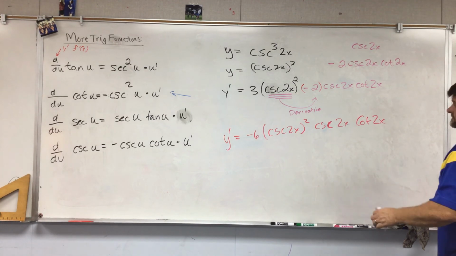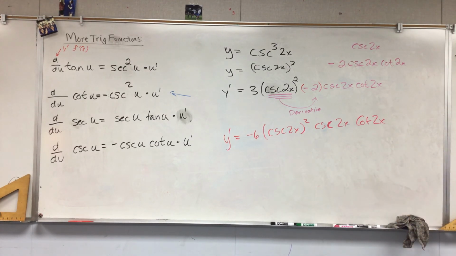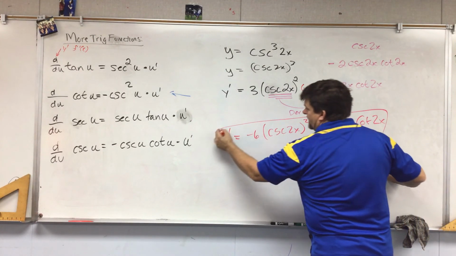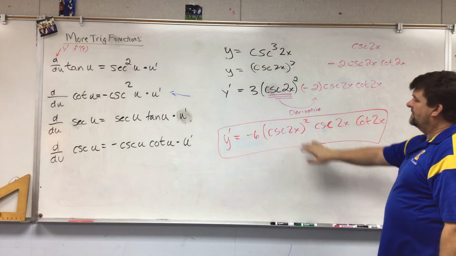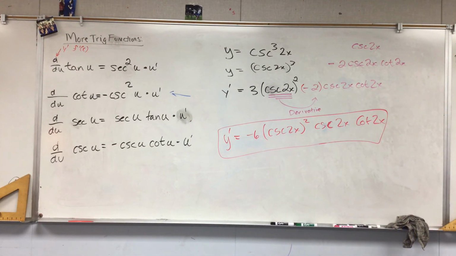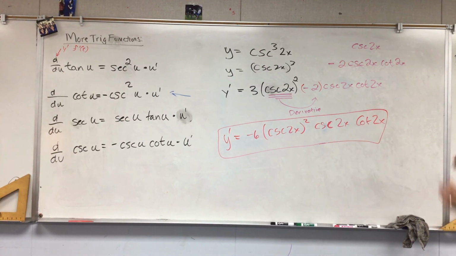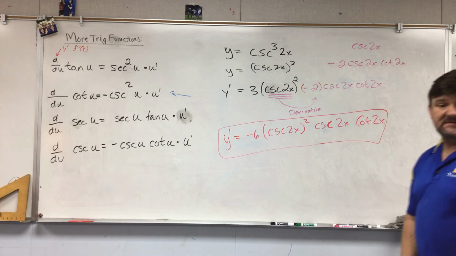Oh, that's right. There we go. That is it. There's our derivative right here. Technically, it'd be cosecant squared, cosecant 2x cubed, but that's where we can end up right there. There is our derivative. We are good to go, and we will practice a lot of these. Good luck, guys.